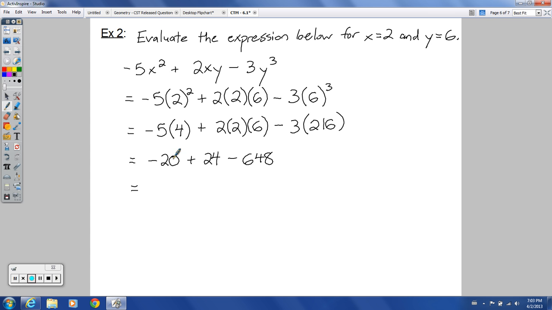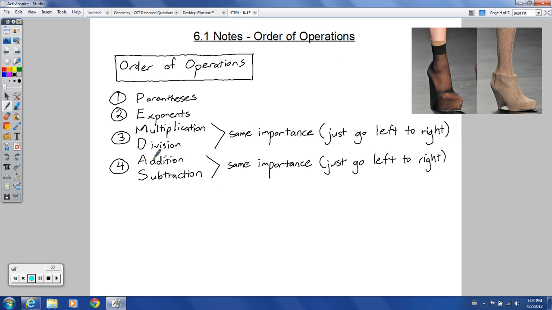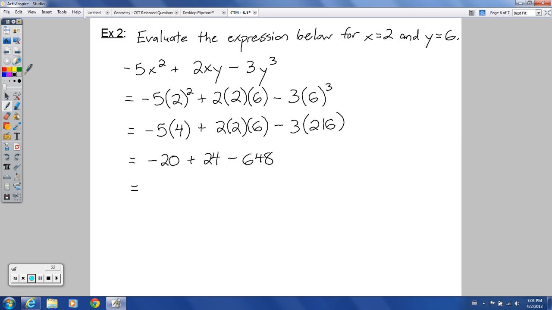So now it's just addition and subtraction. Now, again, those are of the same importance. Addition and subtraction, that's your step 4. We just move left to right now. So negative 20 plus 24, that would be a positive 4. And I have minus 648. And then from there, 4 minus 648.